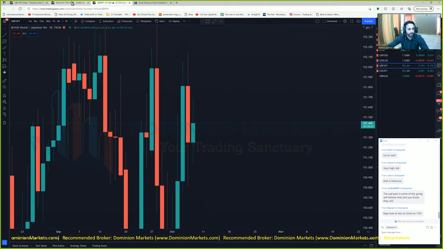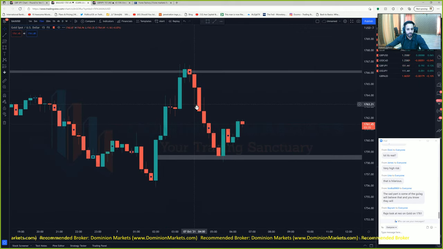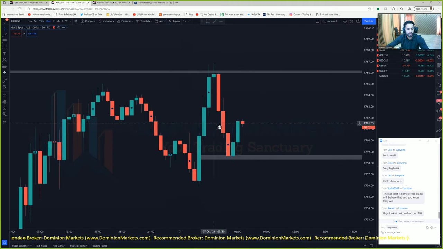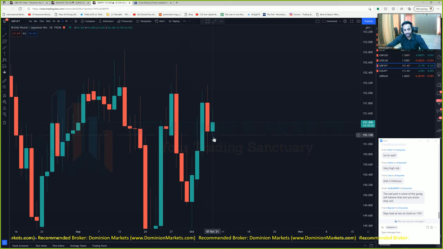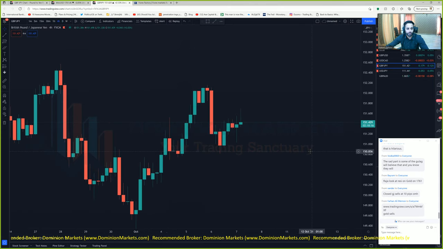All right, look, resistance at 1761. Yes, this one here too. It's not formed yet. We need the candle to close to form a resistance here. So looking at pound yen, I was expecting it to continue down since the previous candle was bearish, but whatever. Let's take a look on the 4-hour time frame.